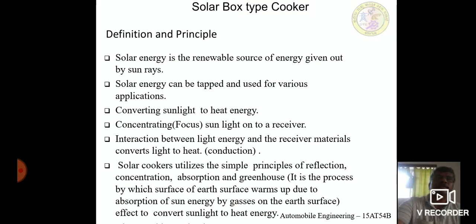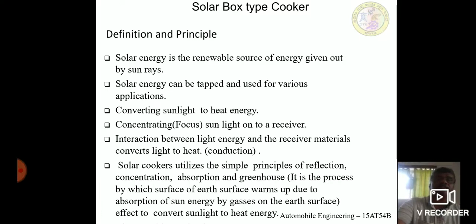In this slide, we see the definition of solar energy, and what principle is adopted to prepare food or to do any other work. Solar energy, as all of you know, is renewable. Renewable means it cannot dry up. As we use it, it refills and the energy is there forever.